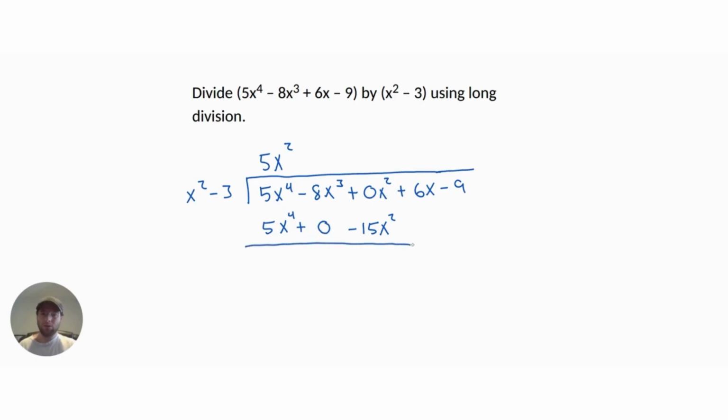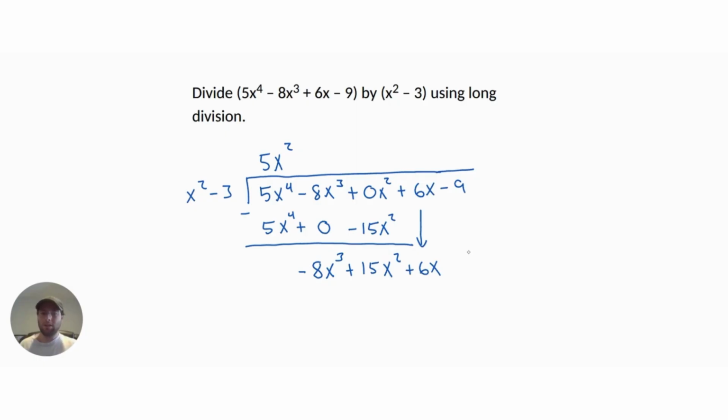Alright, and now we want to subtract here. The first ones are going to cancel. Awesome. And then this one we're just going to drop down because we're subtracting 0 from it. So minus 8x to the third. And then 0x squared minus negative 15x squared is going to give us a positive 15x squared. And then now we want to drop this term down, and that'll be plus 6x.